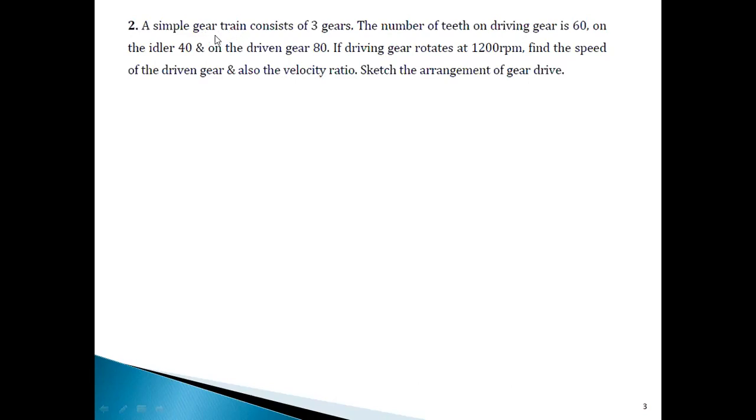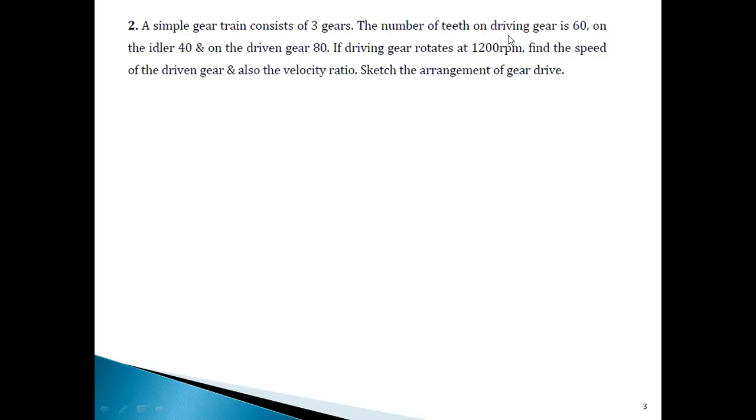So a gear train is one which has more than 2 gears in a particular assembly. In a simple gear train, each gear is mounted on only one shaft. So in this simple gear train, he has said that there are 3 gears. Number of gears is 3.